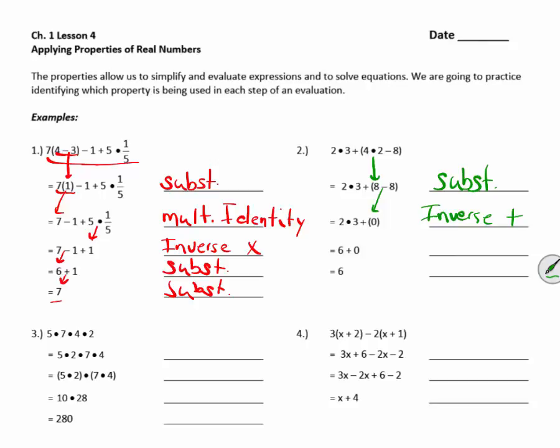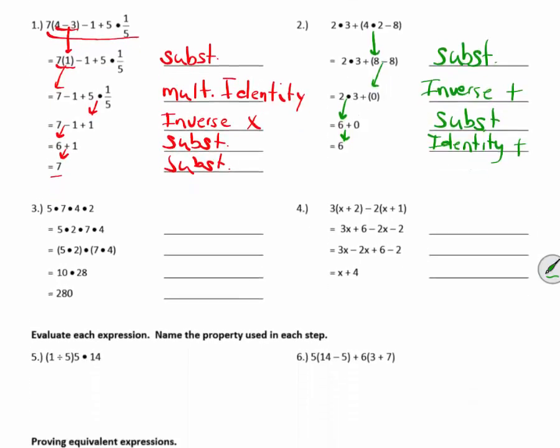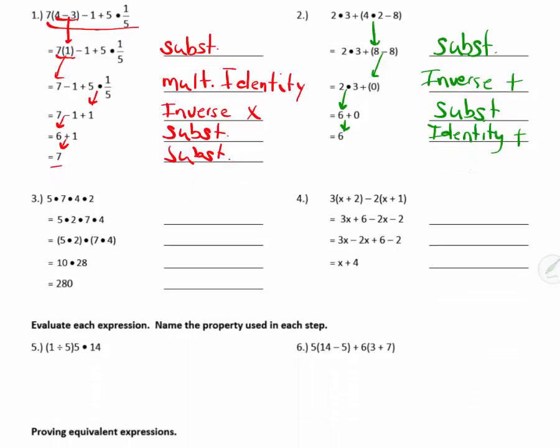To get from this step down to this step, we did 2 times 3, we got 6. That's your substitution. Now we did 6 plus 0. Well, 0 is your identity for addition. So this is identity for addition. So it's again putting a bunch of different things together. Yes, it's different. I know you guys can handle this. All right, let's try this next one.